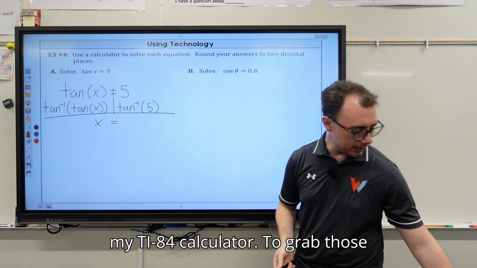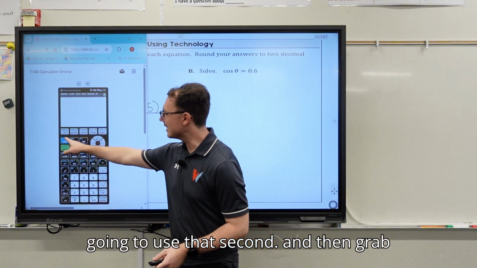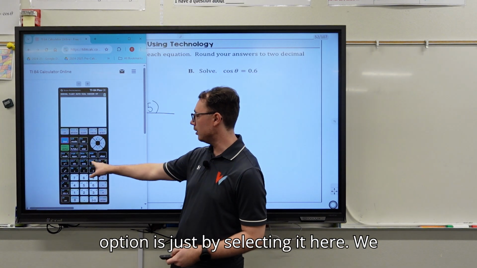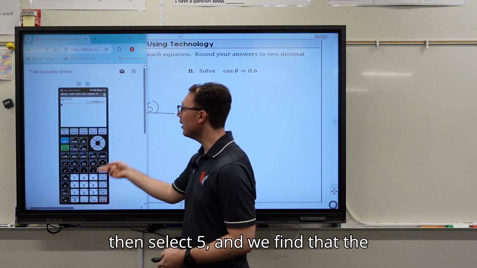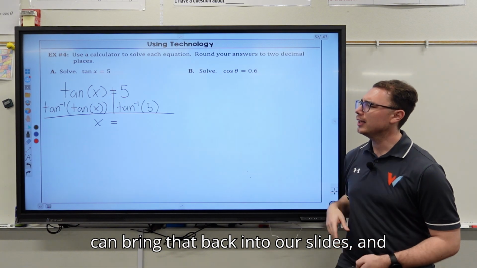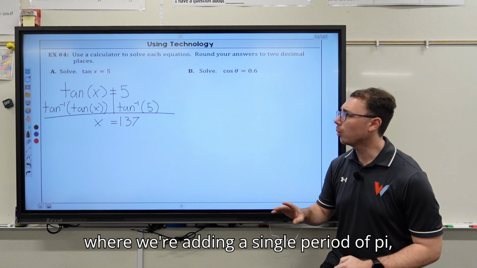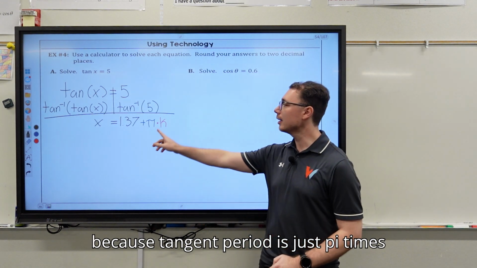So I'm going to pull up my TI-84 calculator. To grab those inverse trigonometric functions, we're going to use that second, and then grab that trigonometric function. The inverse option is just by selecting it here. We then select 5, and we find that the inverse tangent of 5 is that 1.37. We can bring that back into our slides, and we can now write that general solution where we're adding a single period of pi, because tangent's period is just pi, times k.